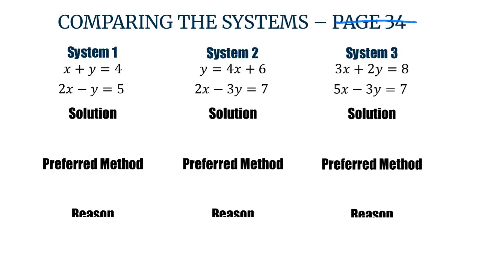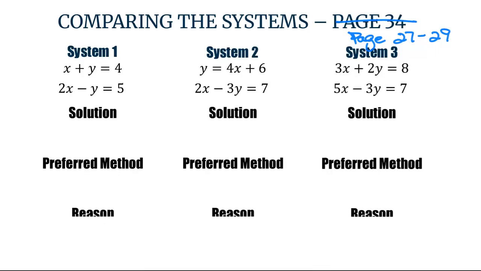So this is page 27 through 29. And again, this is starting our new chapter of solving systems of equations. So our first system was x plus y equals 4 and 2x minus y equals 5. Did anyone happen to get to the end?